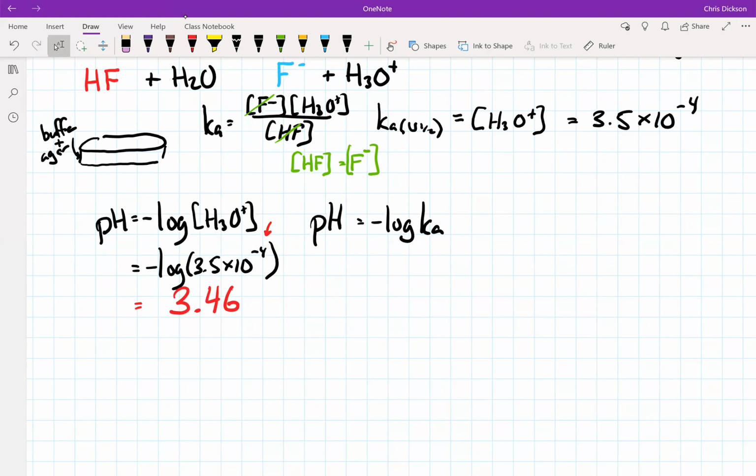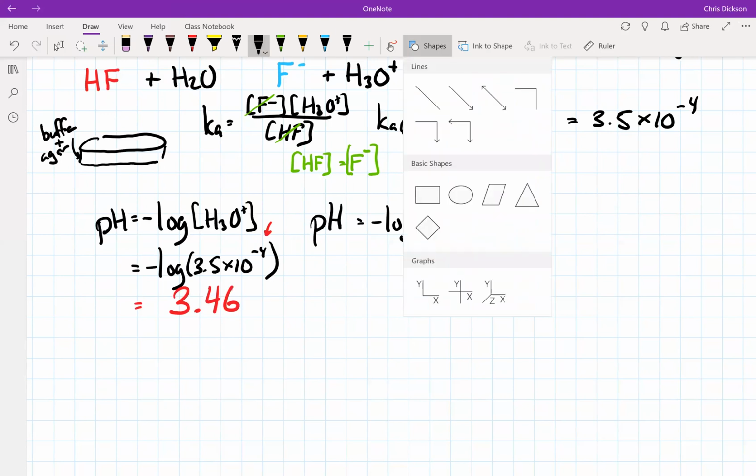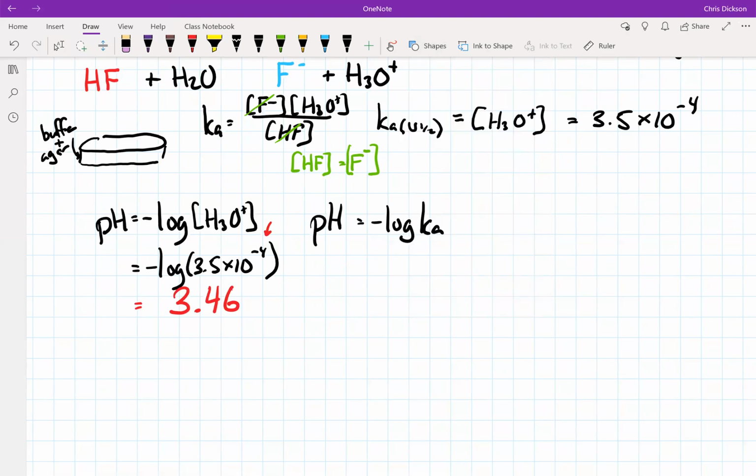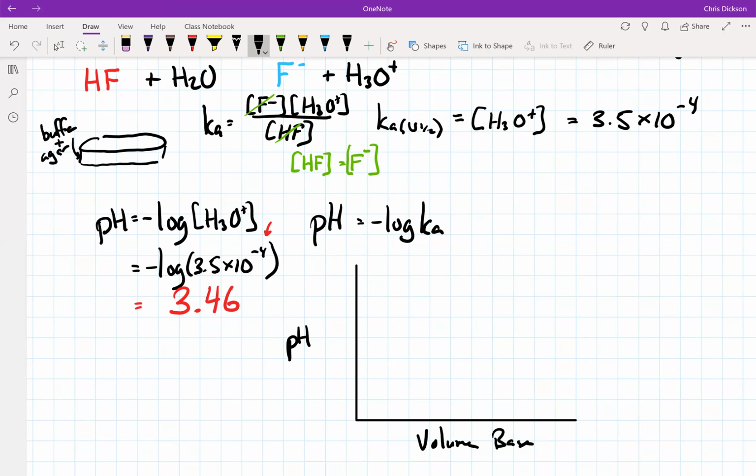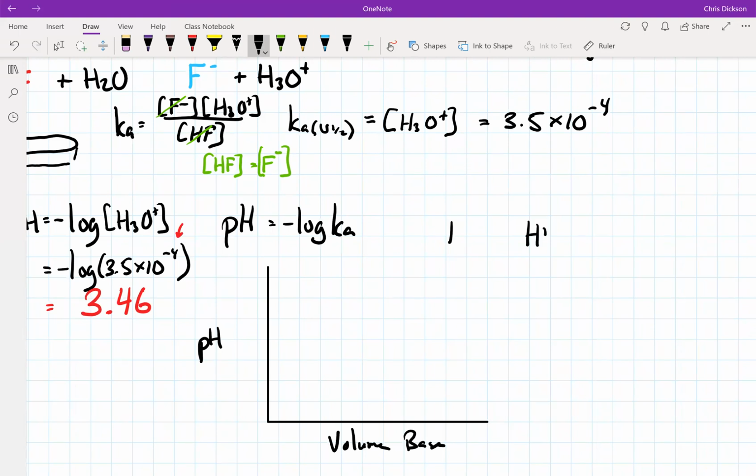Now, I guess the question is, why is this a buffer? Like what makes this a buffer, like what I've just done here? And I want to go back to the curve, and I'm hoping that will make sense to us here. So what I'm going to look at here is this curve, and I'm going to put pH on this axis, and let's just say volume of base. And I'm going to write the reaction up here. Maybe I'll scroll over a little bit. I'm going to say HF plus water, equilibrium F minus, and hydronium.